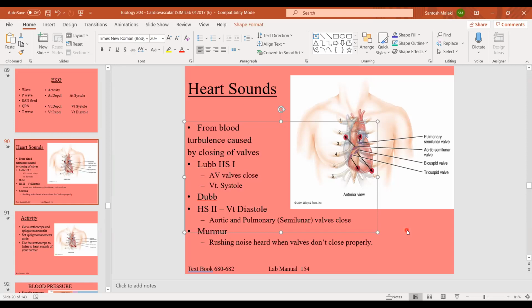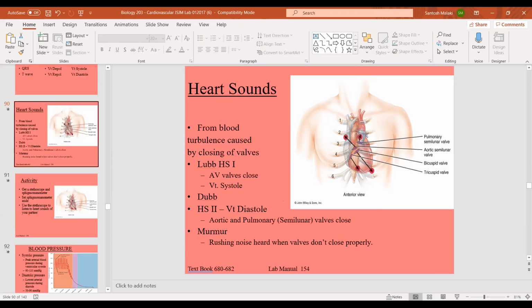So whatever the cause is, if a valve is damaged, blood will leak, and the leakage of blood across a faulty valve is referred to as a murmur. This you can pick up with a stethoscope, but these days we do not use a stethoscope because we've replaced it with a Doppler, an ultrasound. You go for a Doppler ultrasound, it will show which valve is defective, and then we have to fix it through surgery.